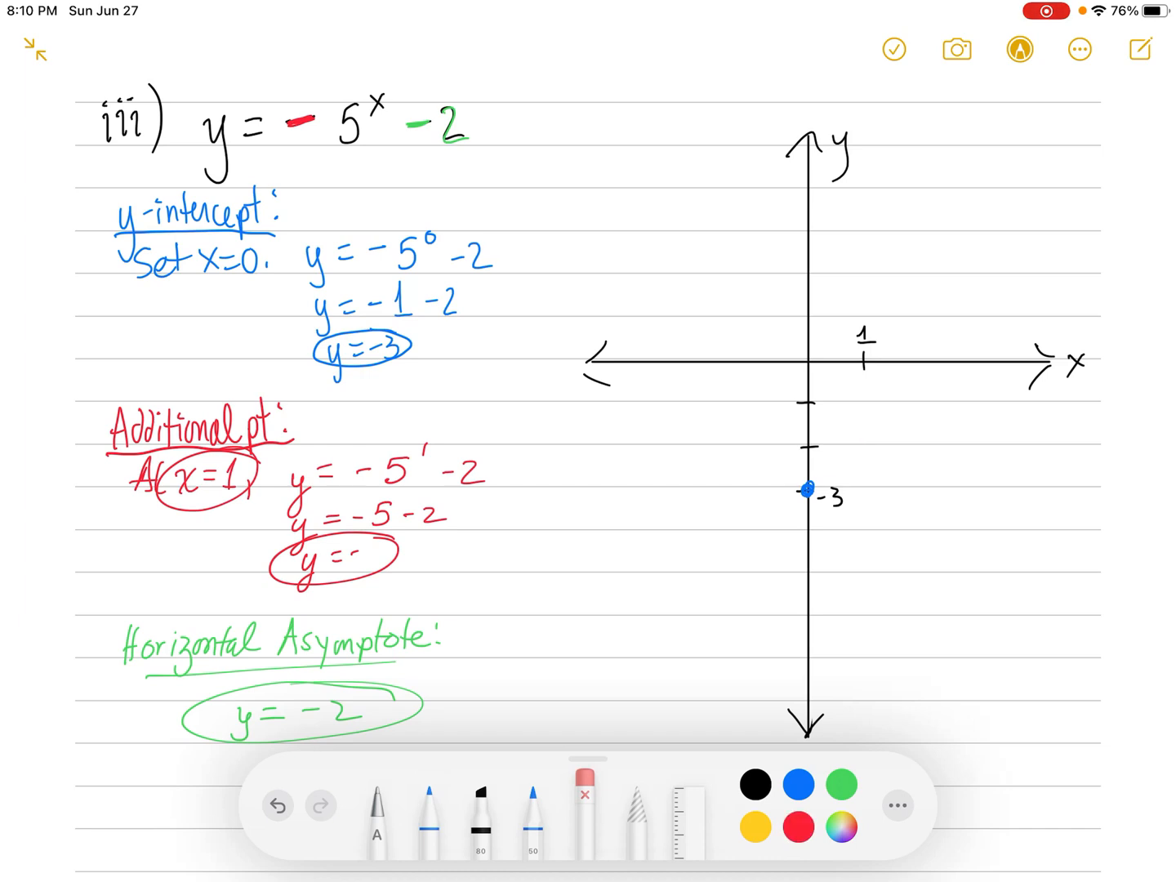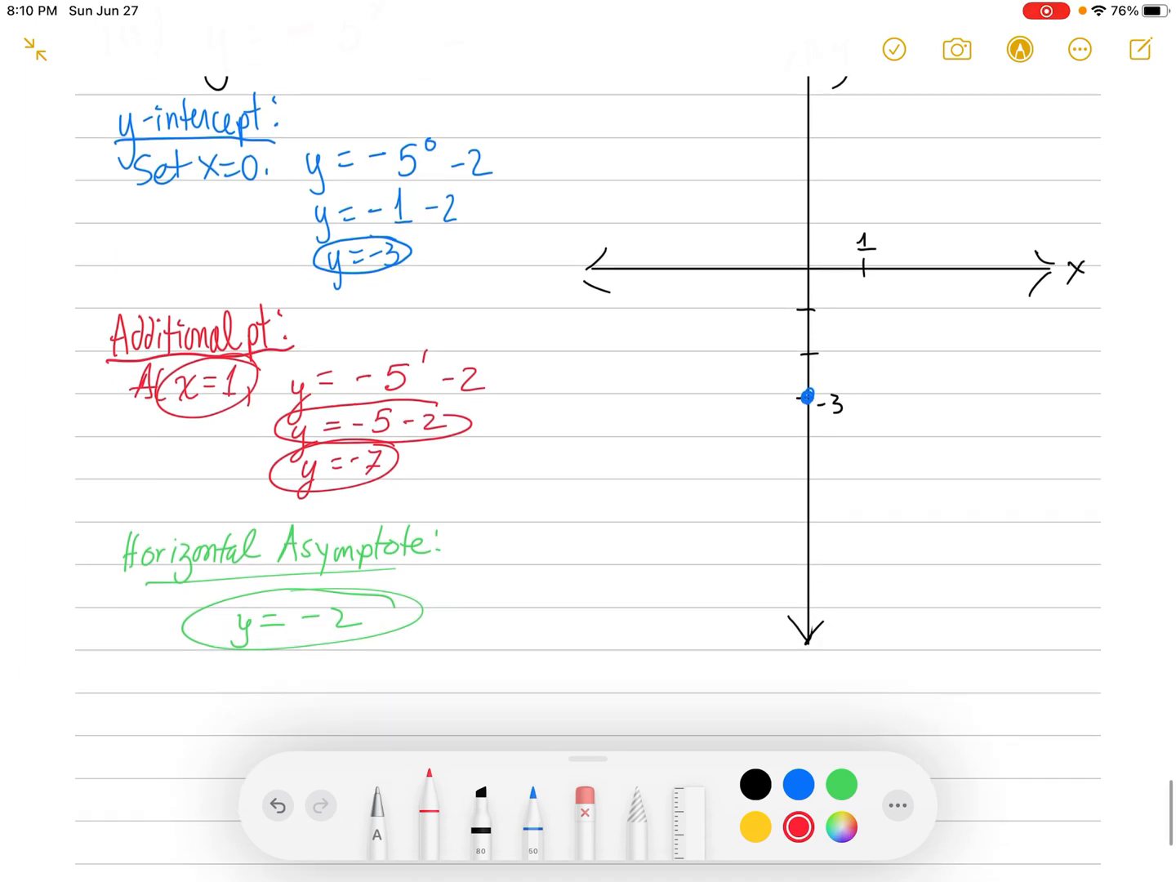And we have a horizontal asymptote at, oh, that's a negative 7. Negative 7, my bad. So when I go back here and do negative 5 minus 2, that should be negative 7. So that should have been a negative 7. So 1, negative 7. Let's find negative 7. Negative 4, negative 5, negative 6, negative 7. So 1, negative 7 should have been that additional point right there.